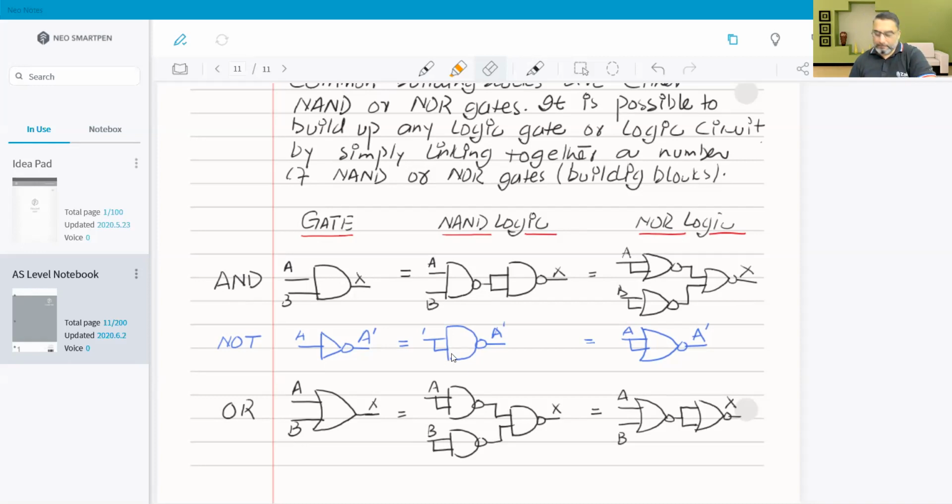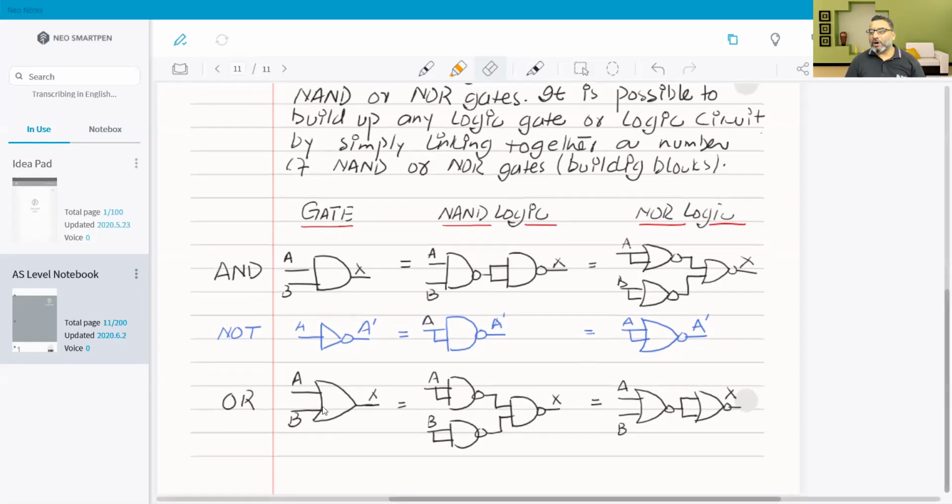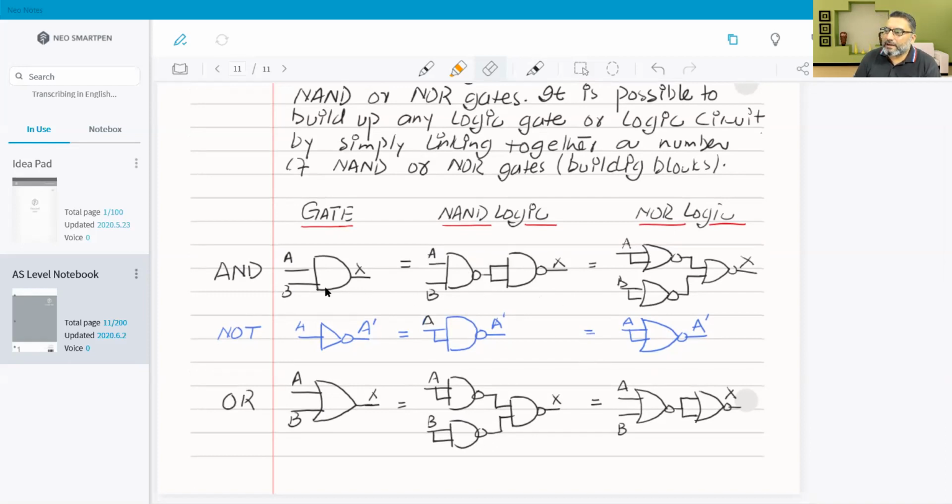For NOT gate, we have got one single NAND gate would have same output as NOT gate, and one single NOR gate would have same output as NOT gate. And then OR. As you can observe over here, one AND gate can be created using two NAND gates, but can be created using three NOR gates, whereas one OR gate can be created using three NAND gates but two NOR gates. So this might be one more thing to remember and would be easier for you to remember the conversion. So one AND gate can be created using three NOR gates and two NAND gates, whereas one OR gate can be created using three NAND gates and two NOR gates. Whereas for NOT, we can always use just a single gate.